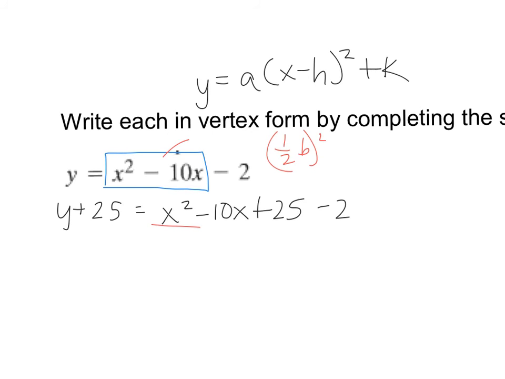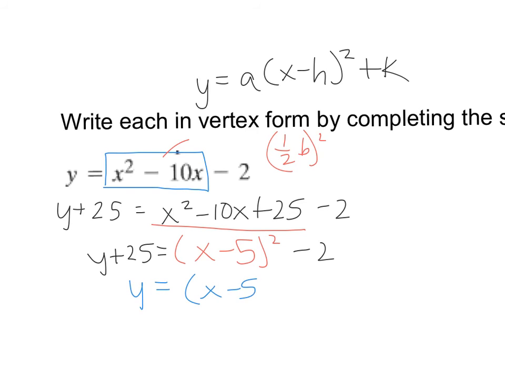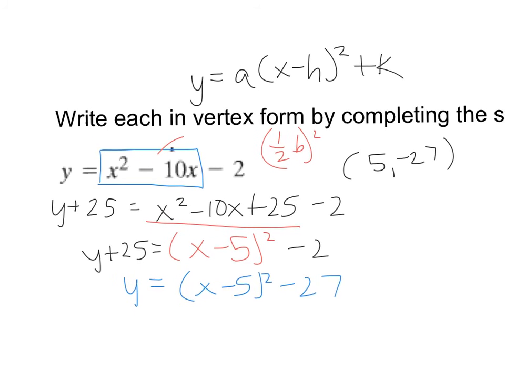So now this factors out into x minus 5 squared. So you have y plus 25 equals x minus 5 squared minus 2. And then at the end, you're going to get y by itself. See? So this has a vertex at 5, negative 27. Just another way to write in vertex form.